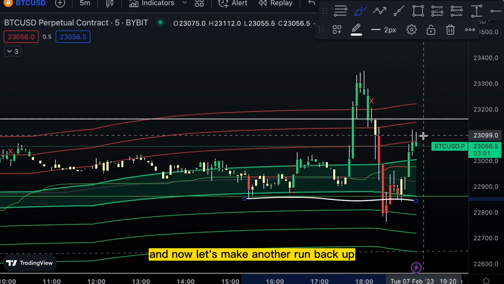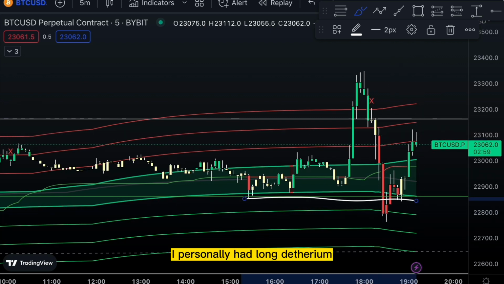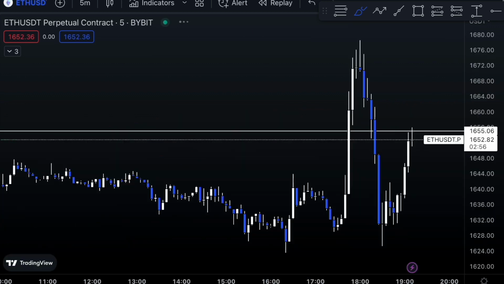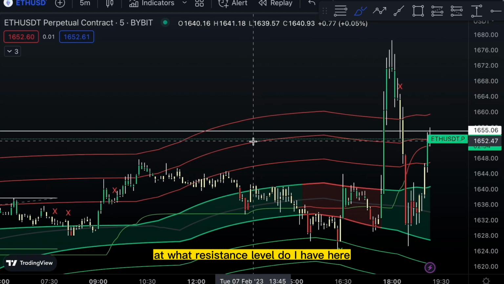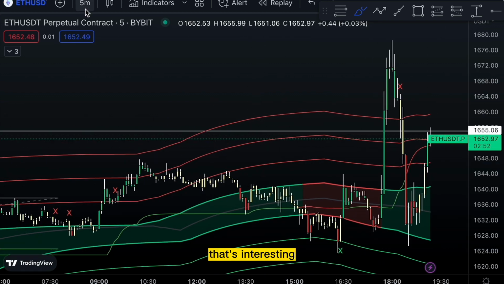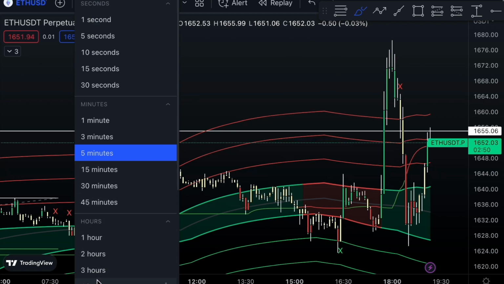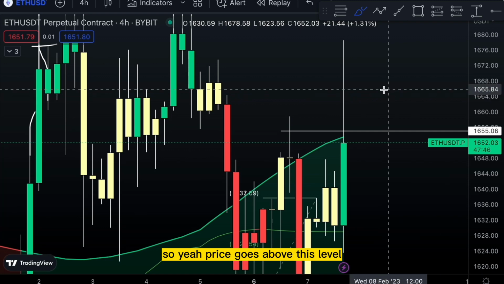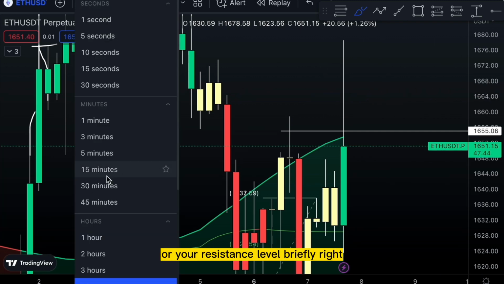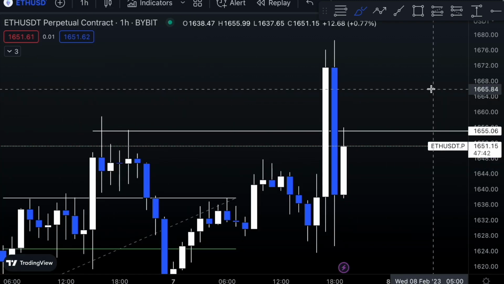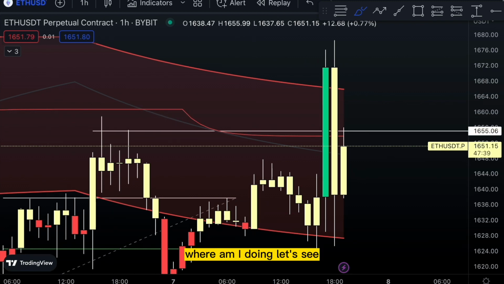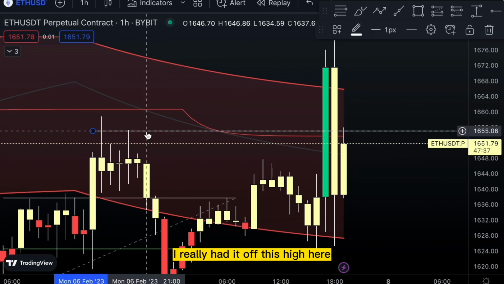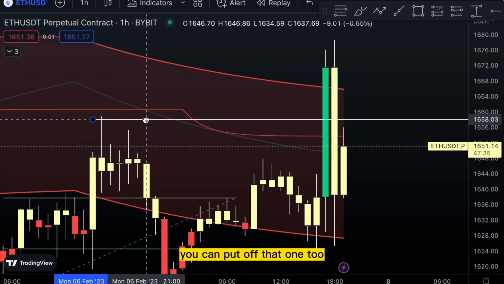And then it completely retraces the entire thing, taking out the stop losses. And now let's make another run back up. I personally had longed Ethereum. At what resistance level do I have here? That's interesting. So yeah, price goes above this level, your resistance level, briefly, right? Let's see. We can take this. I really had it off this high here. You can put it off that one too.